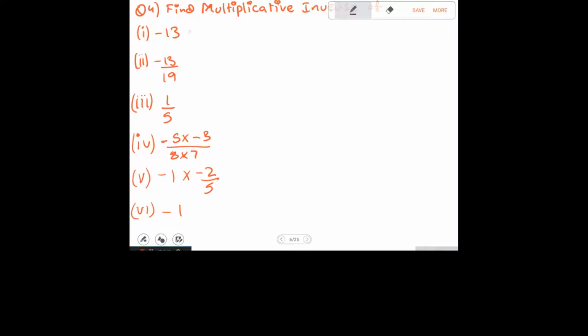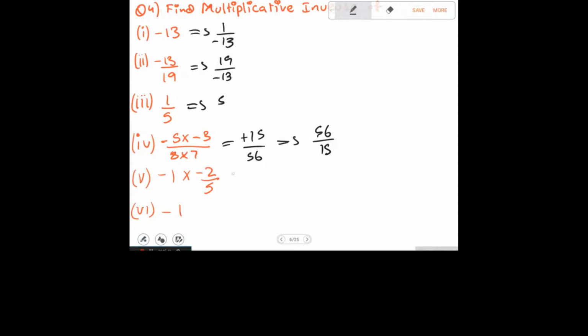So for these numbers, the multiplicative inverse is just the reciprocal. The reciprocal of minus 13 is 1 by minus 13. The reciprocal of minus 13 by 19 is 19 by minus 13. 1 by 5's reciprocal will be 5, and this we have to first simplify. So it will be plus 15 by 56, whose reciprocal will be 56 by 15.